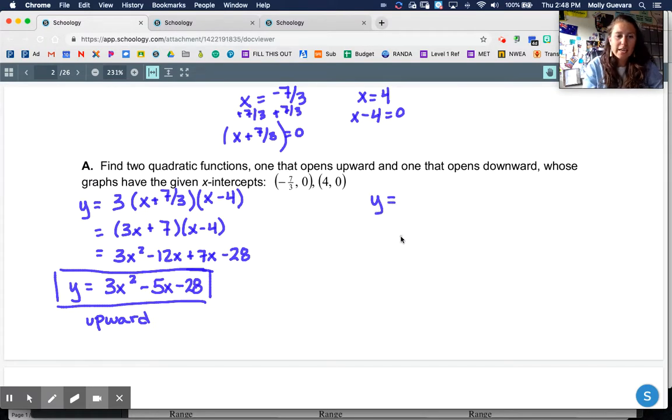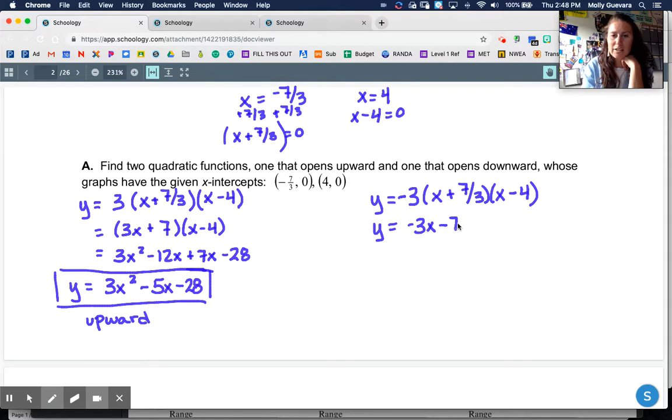Now let's look at the negative. So my roots are the same. I'm still going to have x plus 7/3. And I'm still going to have x minus 4. But now I just want the graph to open down. So I know that my a has to be negative. And I'm going to pick whatever value I want. So I'm still going to stick with 3 because that got rid of my fractions for me. So y equals, I'm going to distribute, and I have negative 3x minus 7 now, and then x minus 4.